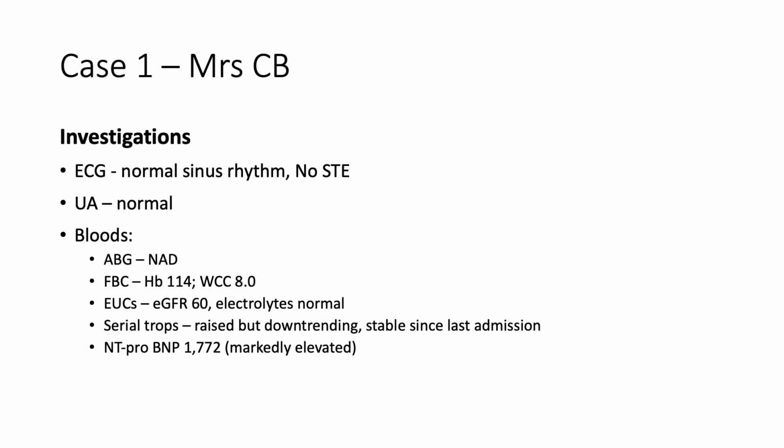Do some troponins, which are raised but downtrending, and they're stable since the last admission, and we know she's got a history of ischemic heart disease, so this is not a surprise. It's mainly you would do that to check that she hasn't had an acute event that would have precipitated this presentation. And you'd also do a NT-proBNP to check for heart failure. And she may have had that before, and then you could see those results.